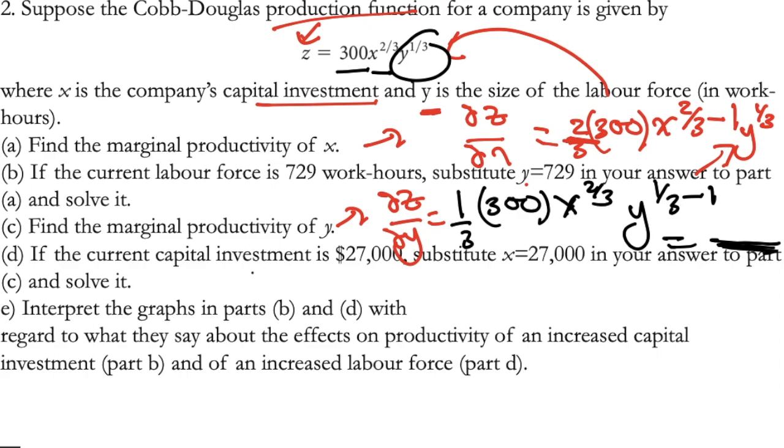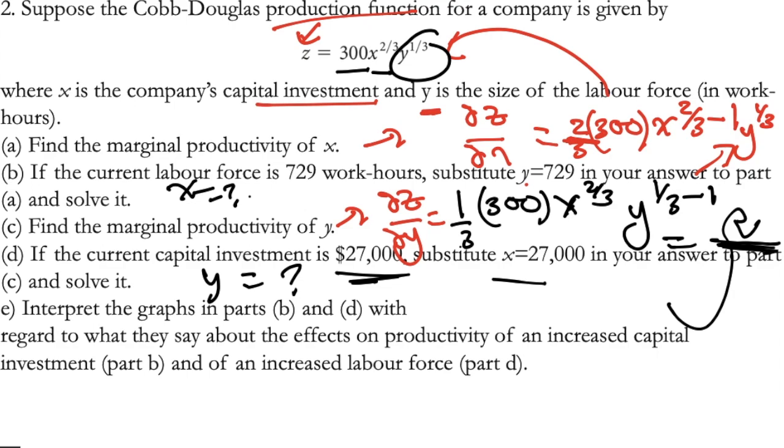So D, if the current capital investment is 27, substitute X into your answer here and then simplify. And then solve for what? Find Y. Y equals what? Same with B, find X. X equals what? Okay. Alright. So interpret the results in part B and D. With regard to what they say about the effects on productivity of an increase in capital investment, part B, and also increase in labor force, part D.